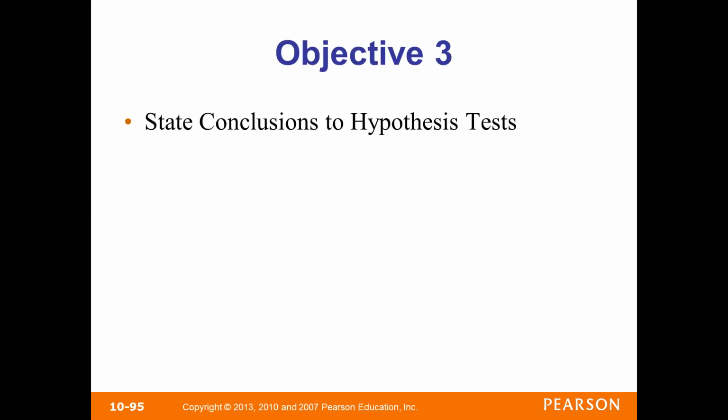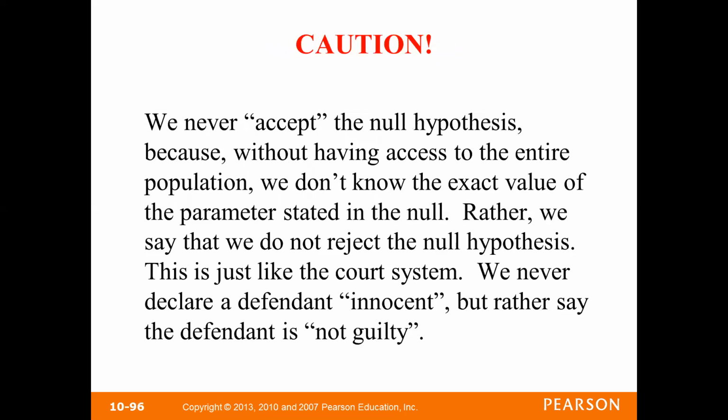So now we want to state conclusions of a hypothesis test. The first thing to note is that we never accept the null hypothesis. We do not have enough information to say that that null hypothesis is true. The only way we could say that was true is if we had access to the entire population. As that will not be the case, we're using this sample information to infer something about the population. So the best that we can do is say that we fail to reject the null hypothesis.